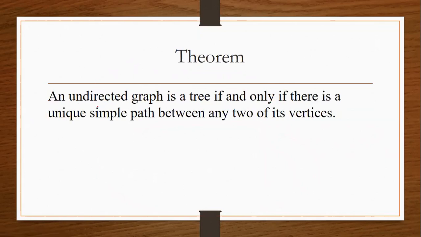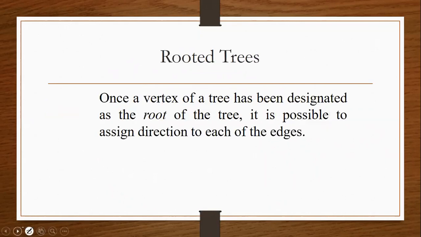Now, an undirected graph is a tree if and only if there is a unique simple path between any two of its vertices. Okay, this we have already seen, in the first example, first slide. Now the next thing is, once a vertex of a tree has been designated as the root of the tree, it is possible to assign direction to each of the edges.